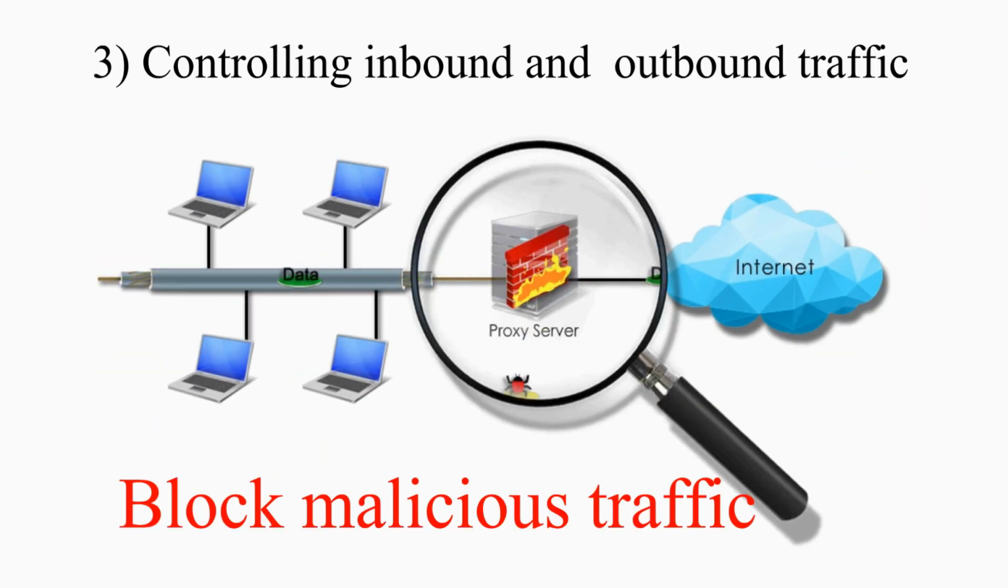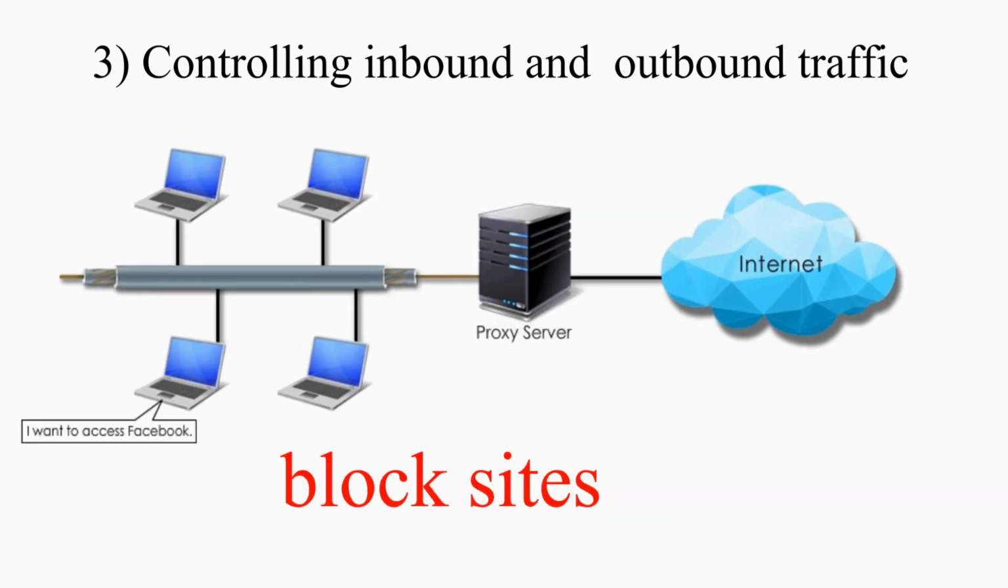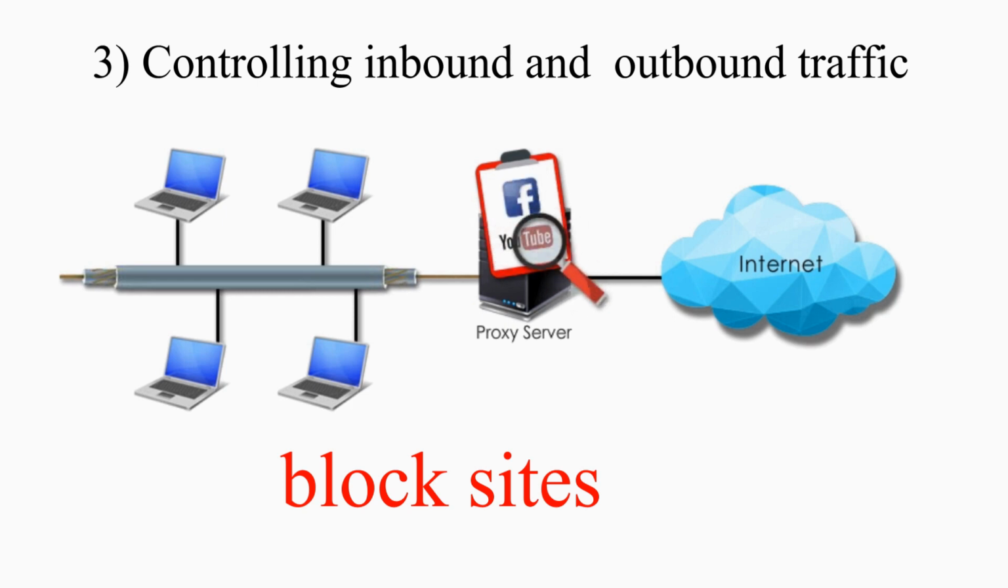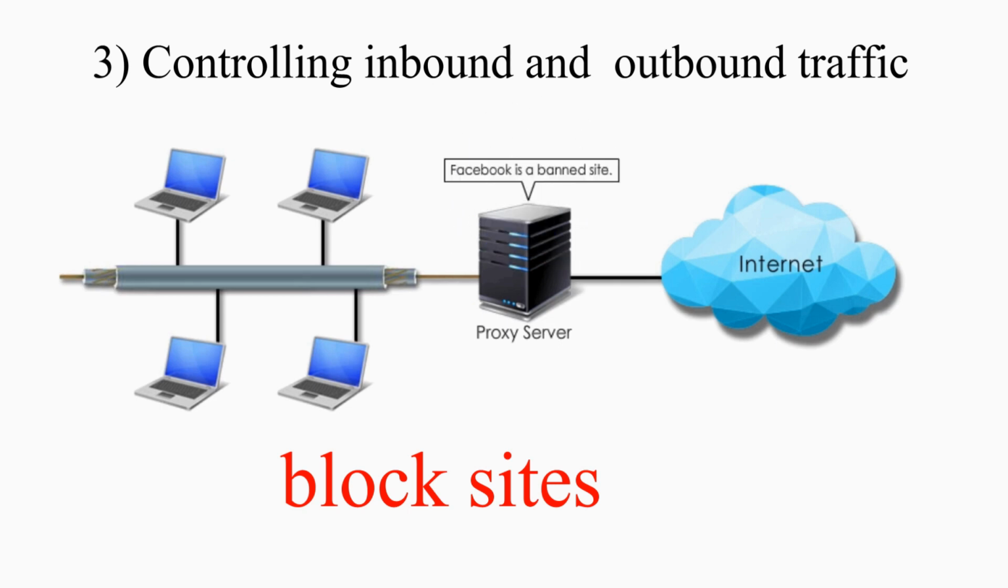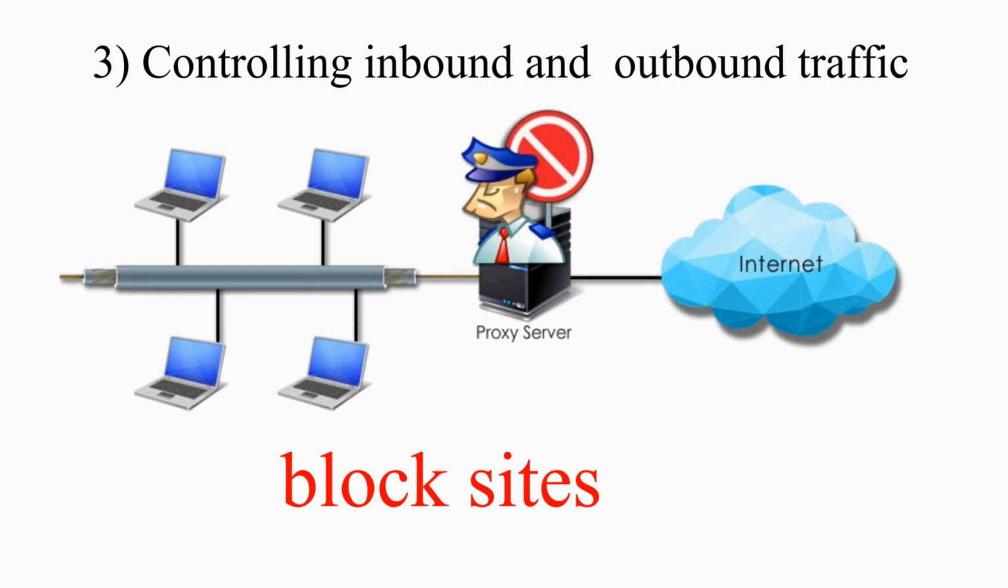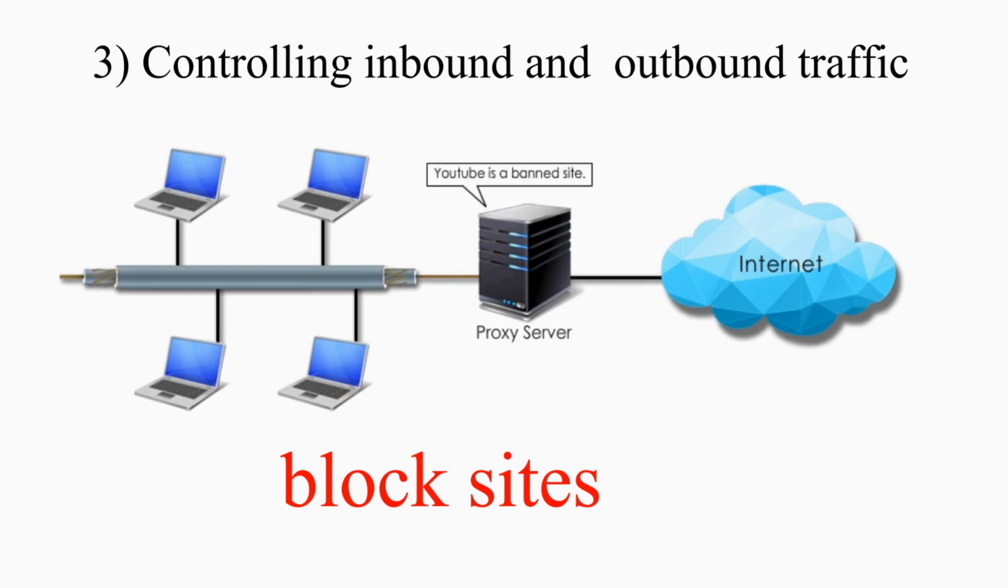3. Proxy servers can control traffic both inbound and outbound. For example, if a company prohibits its employees from going to some social media sites like Facebook or YouTube during the work hour, it can simply deploy a proxy server to control outbound traffic. This can be an easy setup, simply blocking IP addresses of these social media sites.